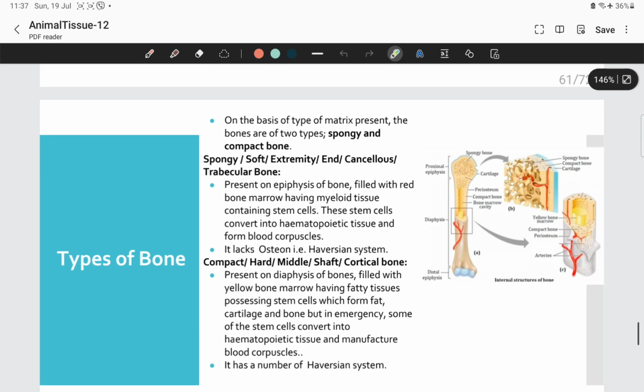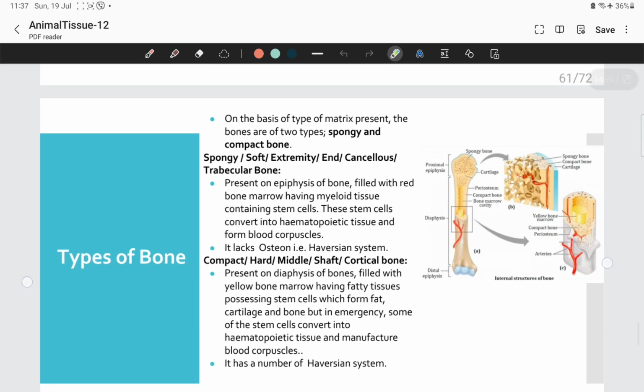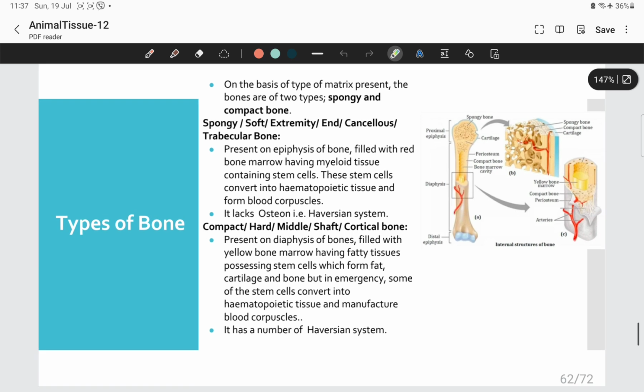On the basis of matrix present in the bones, they are of two types: spongy and compact. Spongy bone is present at the end in the epiphysis region. Spongy bone is found at the end part of the long bone known as epiphysis. Since they are soft in nature because they have a spongy structure inside, the name could be spongy bone, soft bone, extremity bone, end bone, cancellous bone, or trabecular bone.